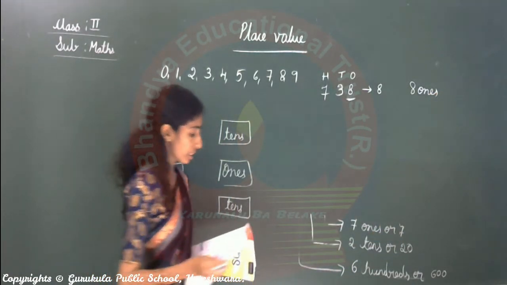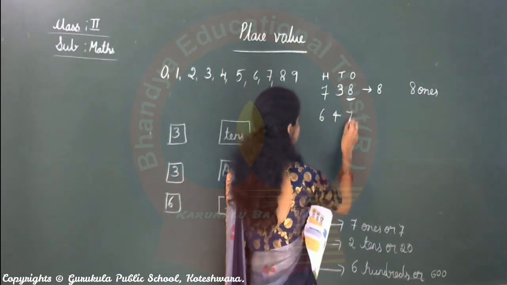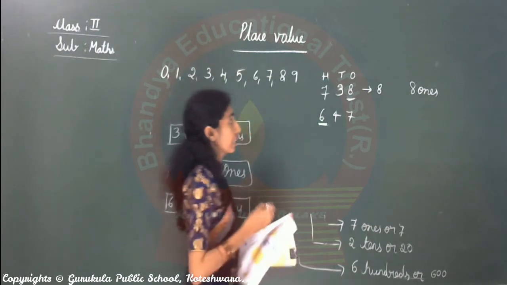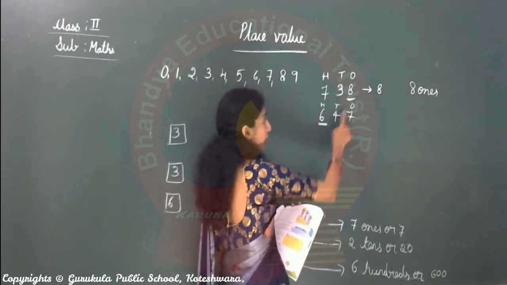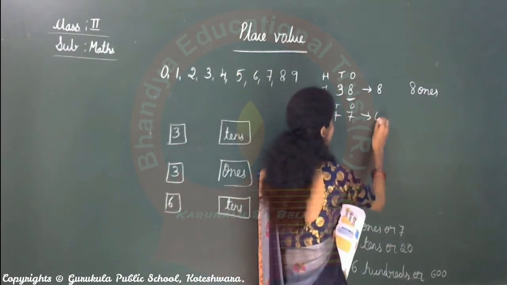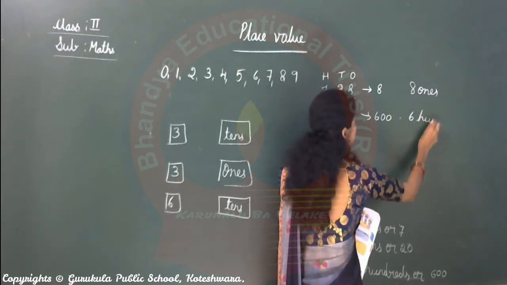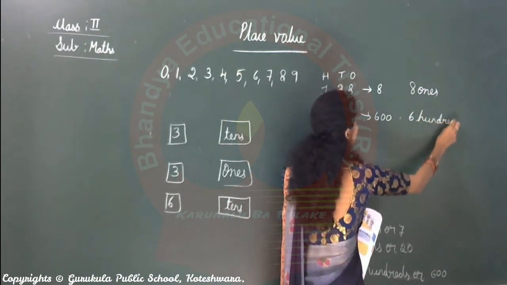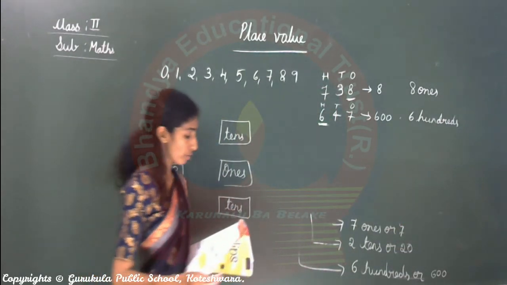Next, see here, 647. 6 they underline. Here you can write the place value: 7 ones, 4 tens, 600. What is the place value of 6? 600. Or you can write it in words also, 600s. Understood, children?